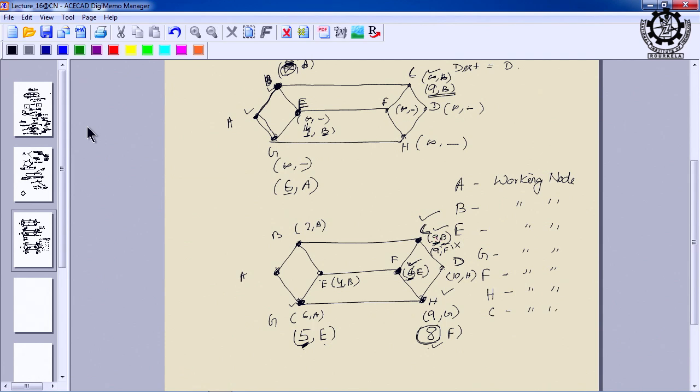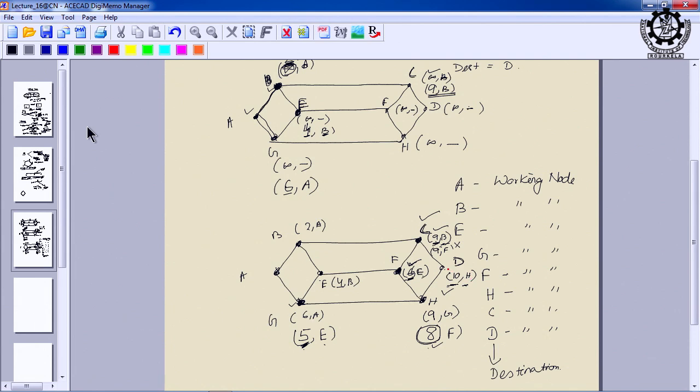And 9, from C to D the cost is 3. So, 9 plus 3 is 12. Can I replace this 10? I cannot, right. That means D is the only node left. So, the next node, D, is the working node and D is also the destination. Now, which value is D carrying? A value of 10 with the path of H, correct.